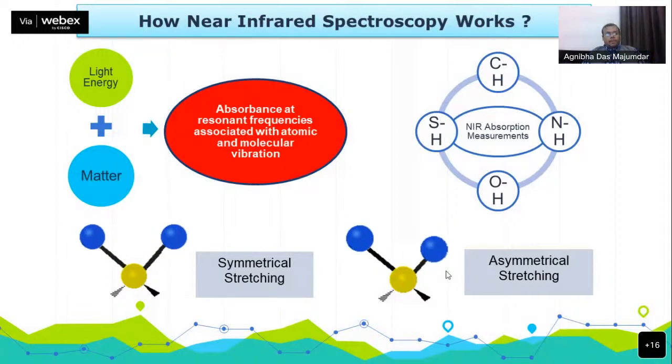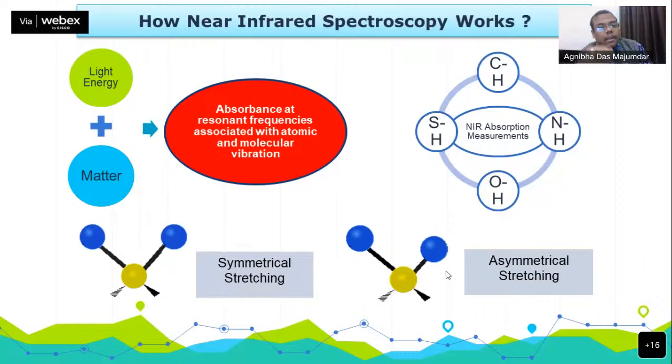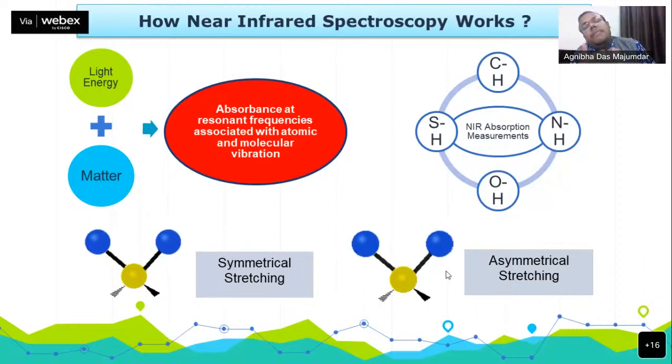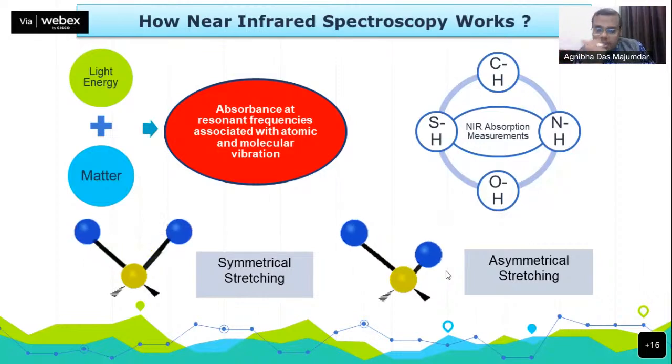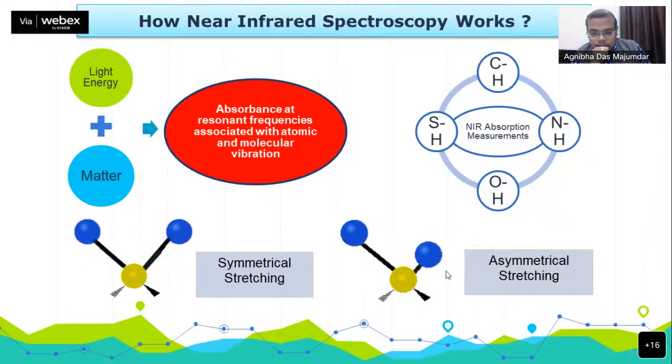Now this is the principle of how near infrared spectroscopy works. As I have told you earlier, there is an interaction between light and the food material, the matter. So we can consider matter here as any food material. After the interaction, absorbance will be there. Now what kind of absorbance?